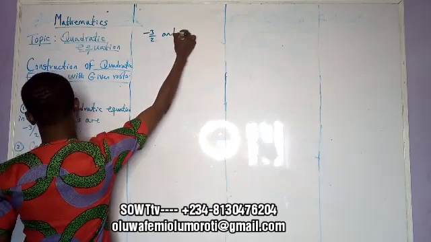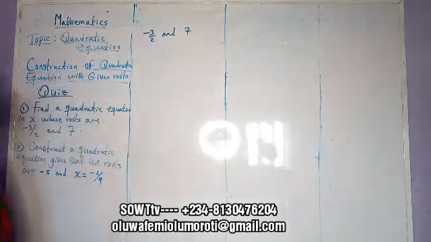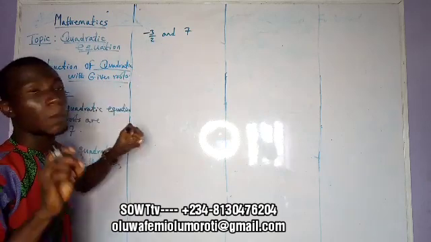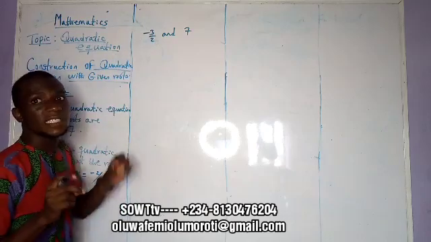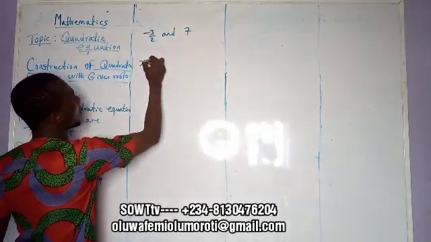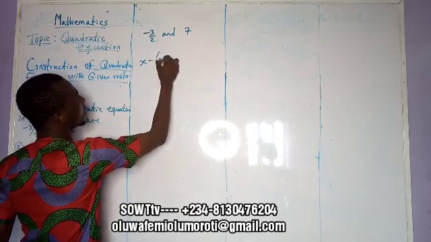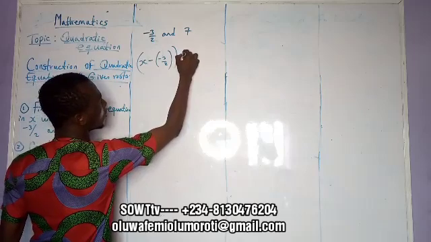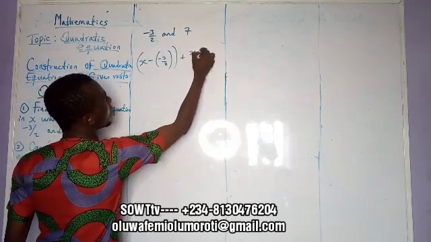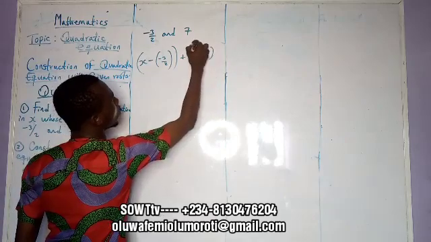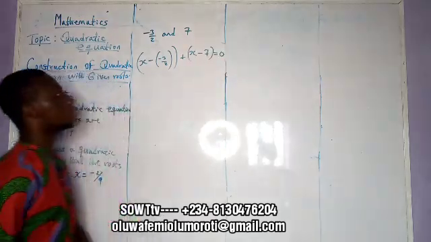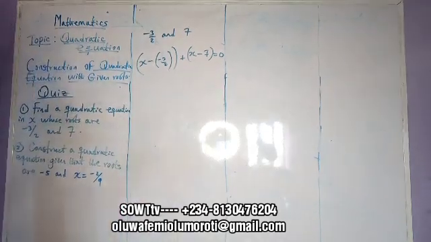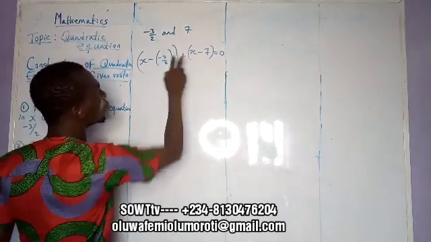-3/2 and 7. The thing we have to do here is to subtract x from both given roots, like x minus open bracket -3/2, and then x minus 7. So everything is equal to 0. Do you get it? Everything is equal to 0.